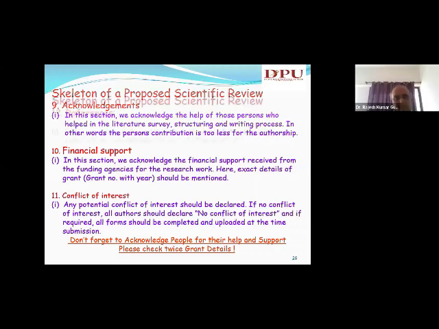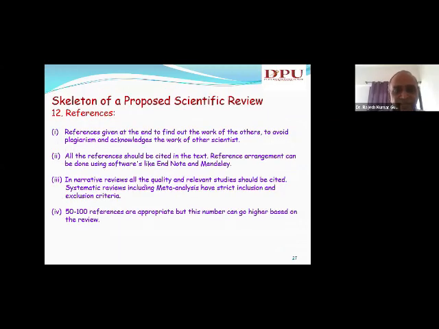Now references, basically. References are given at the end to find out the work of others, to avoid plagiarism and acknowledge the work of other scientists. Dr. Sharma has discussed plagiarism in very much detail, so we all know about that. We should properly refer wherever we have taken the reference work, with all the information and author details. All the references should be cited in the text.